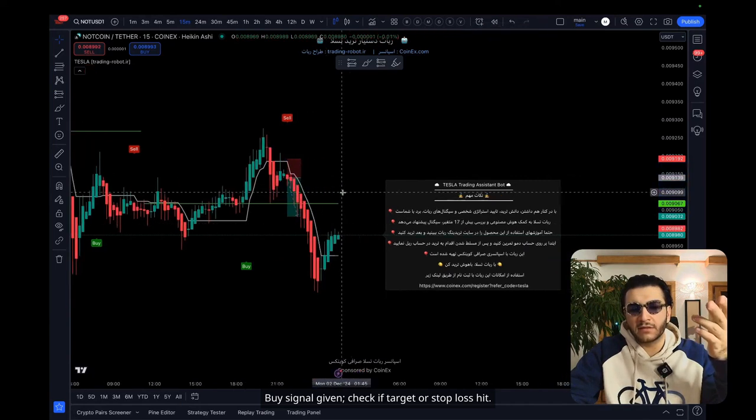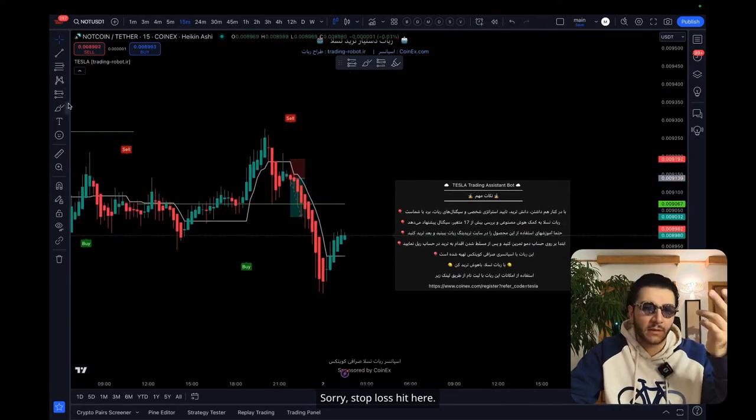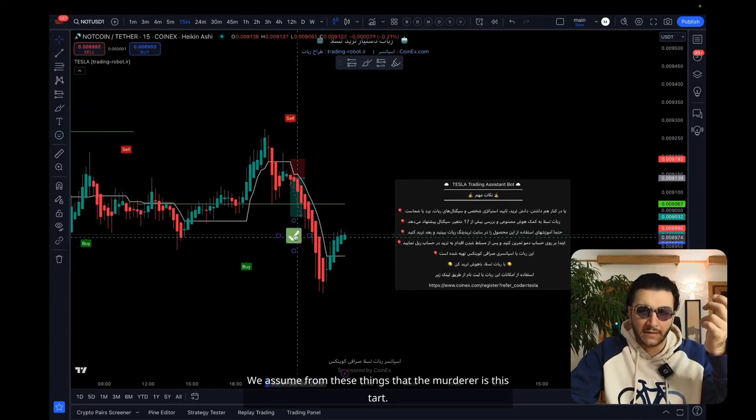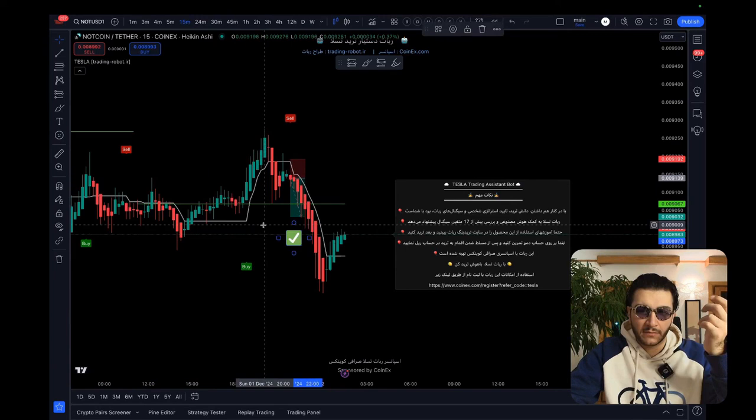A buy signal is given, so check if the target or stop loss was hit. Sorry, the stop loss was hit here. Yes, it hit the stop loss. Later it might be the target.